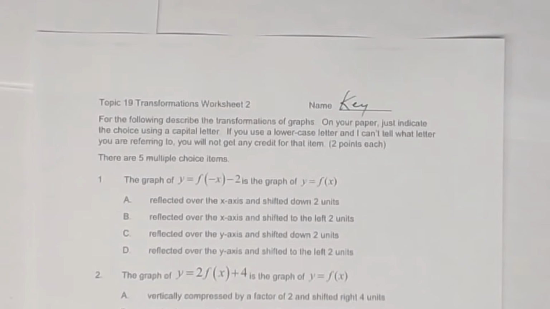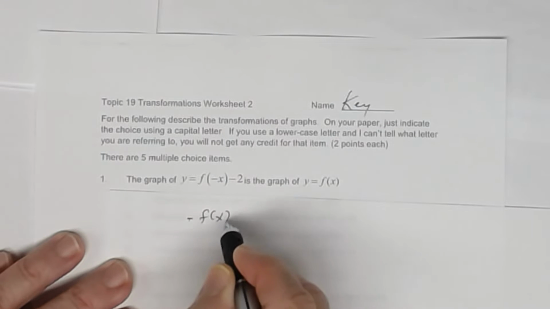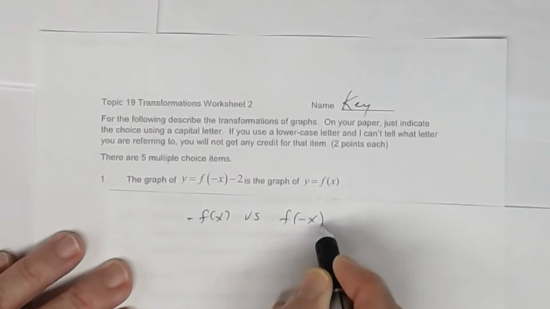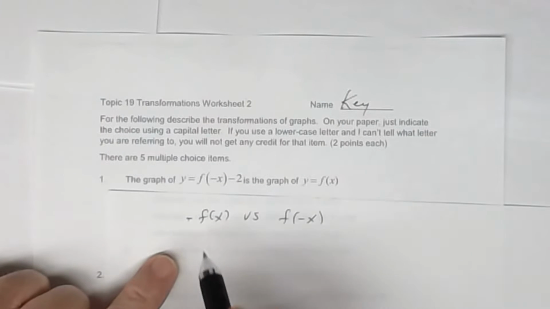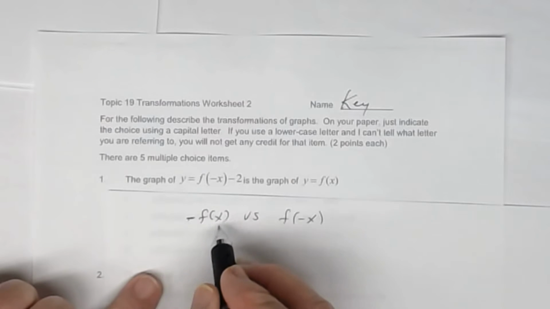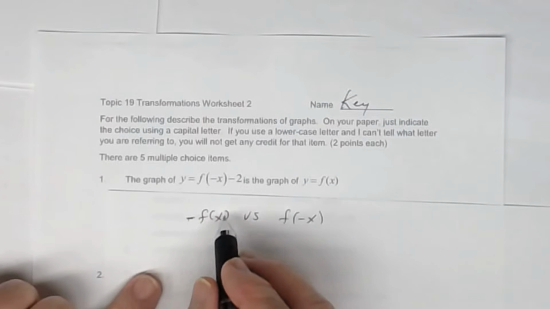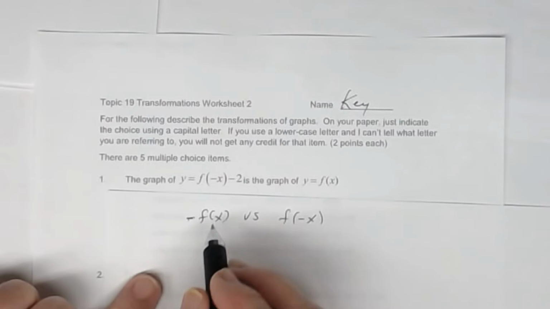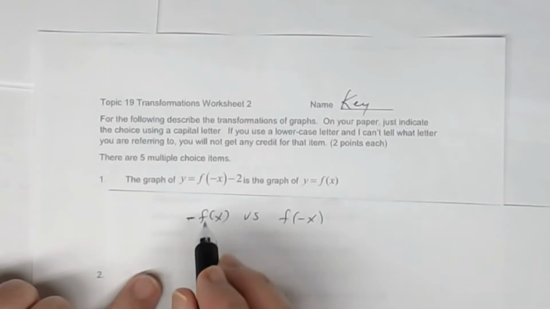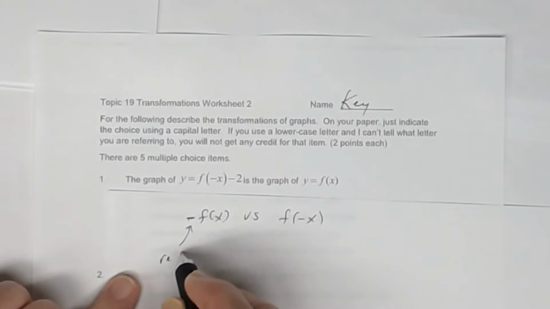So you have to remember the difference between negative f of x versus f of negative x. All right, those are not the same. So if you have that negative in front, it's easy to see that you're taking all these y values and taking the opposite of that. For example, if y is 3, then this becomes negative 3. So that's a reflection about the x-axis. So this negative out in front of f of x is a reflection about the x-axis.